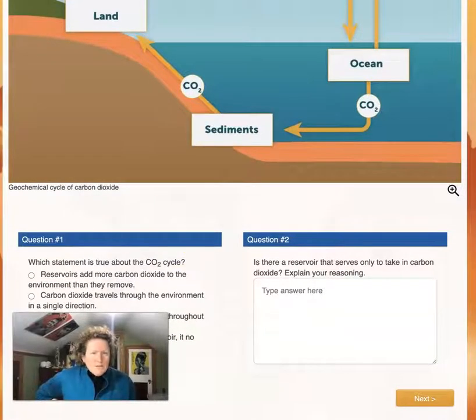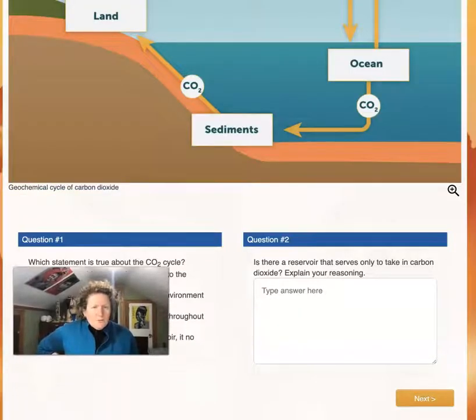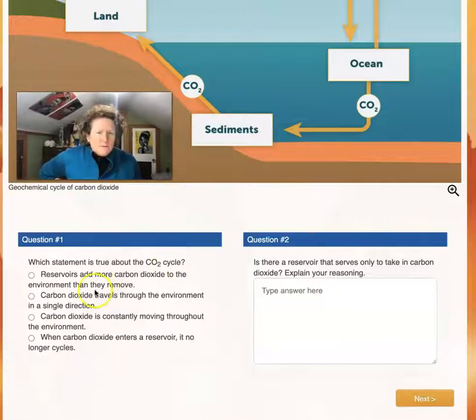Which statement is true about the carbon dioxide cycles? Reservoirs add more carbon dioxide to the environment than they remove. Carbon dioxide travels through the environment in a single direction. Carbon dioxide is constantly moving throughout the environment. When carbon dioxide enters a reservoir, it no longer cycles.